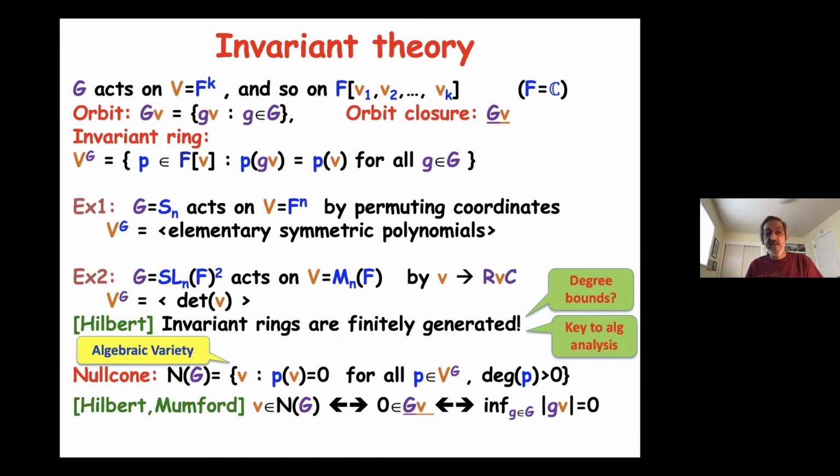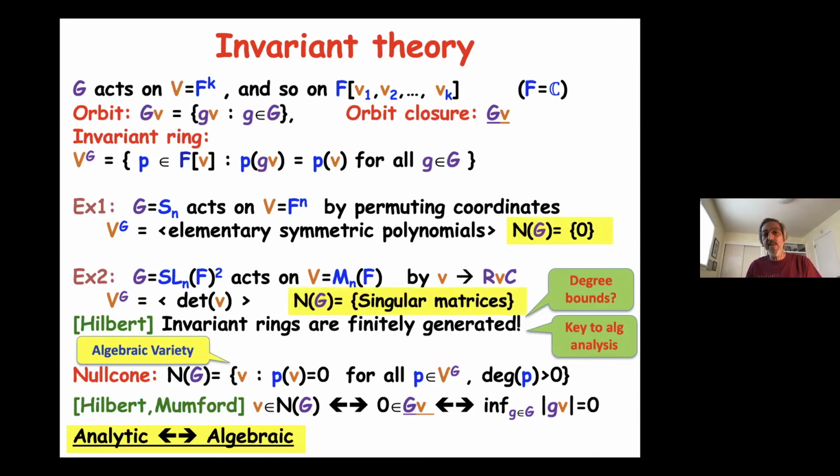So that's one reason we should be interested in the null cone. And of course, this theorem here, this connection I mentioned already between the analytic and algebraic views, is very important for this and, of course, more generally. In the two examples I showed you, the null cones are really simple. Here it's just 0. It's a finite group. It's always like this. And in the case of the second example, the action on matrices, the null cone is simply all singular matrices. So null cones are very natural objects.